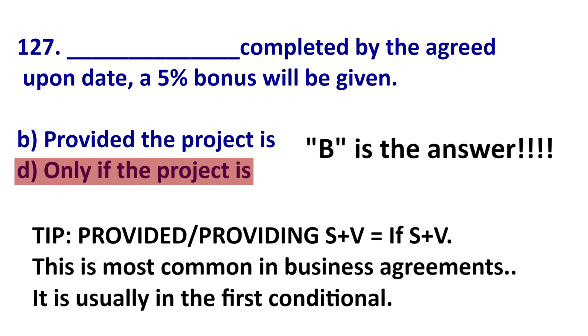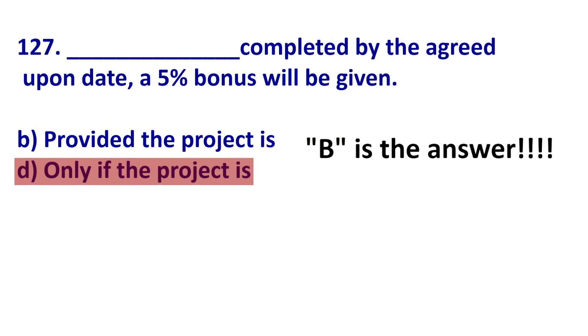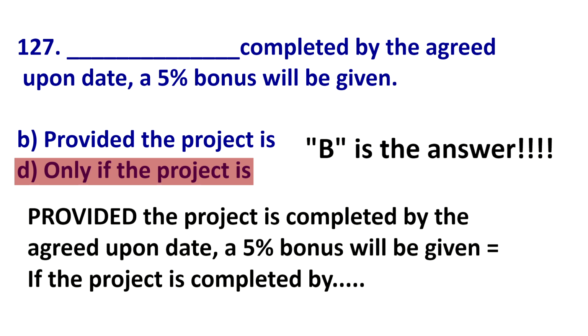or providing is a formal business way to say if. It is often used in contracts and business agreements, and usually it is the first conditional. For example, if you reach your sales goals, you will receive a promotion. Provided you reach your sales goals, you will receive a promotion. And up here, it says, provided the project is completed by the agreed upon date, a 5% bonus will be given.